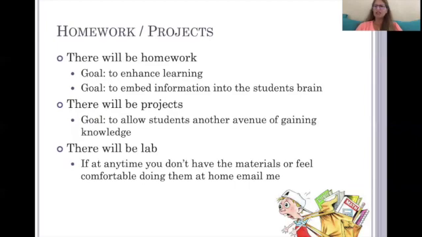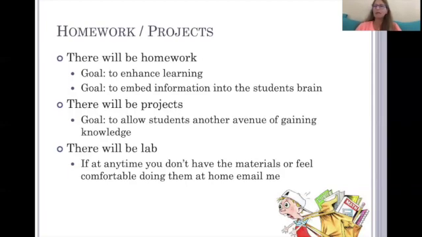There are going to be projects. The goal is to give you another avenue at gaining the information and the knowledge. So maybe the traditional assignment didn't work as far as really cementing your understanding, but a project might help with that. In addition, there will be lab work.